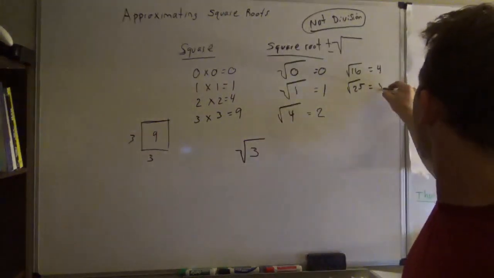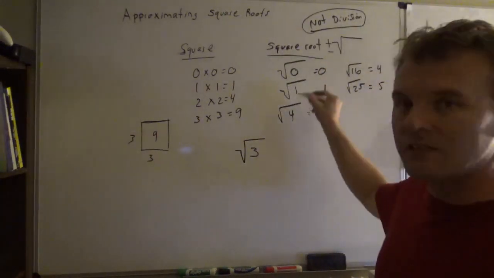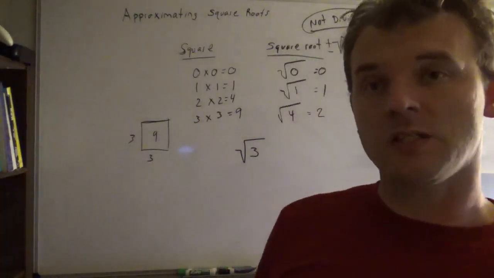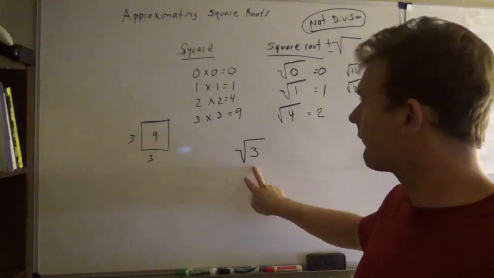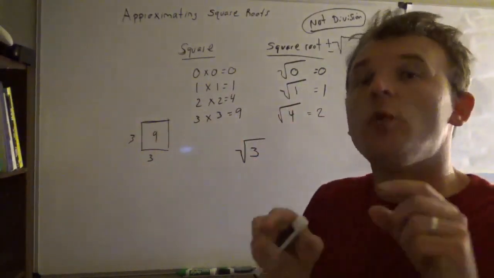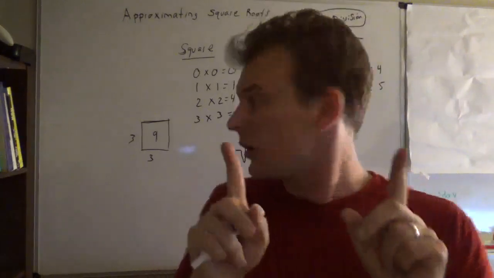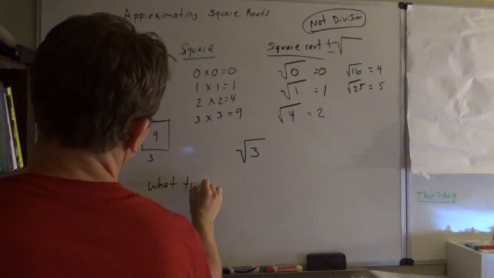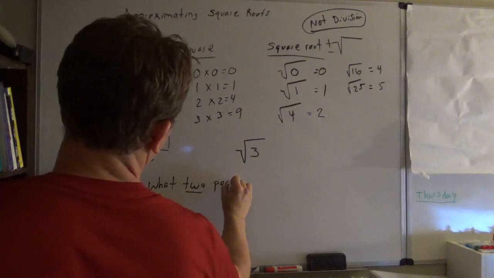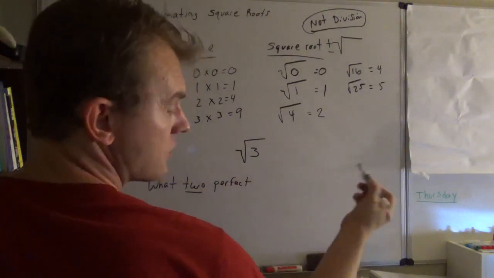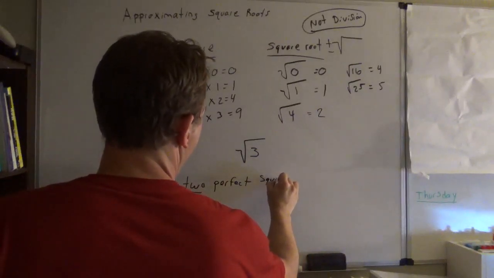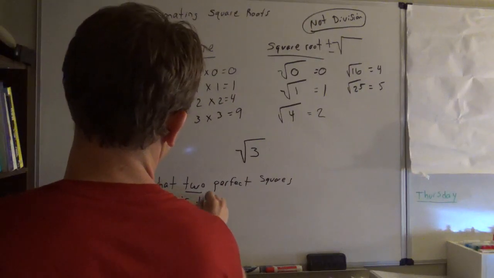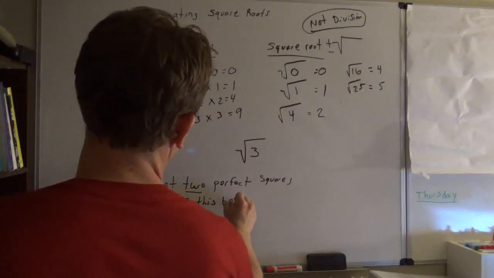Well, the square root of 3 doesn't really fit in here. So we have to do what we call an approximation. So here we go. The square root of 3 is not here. But what two perfect squares is this between?